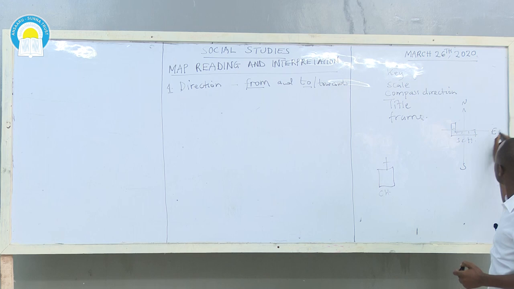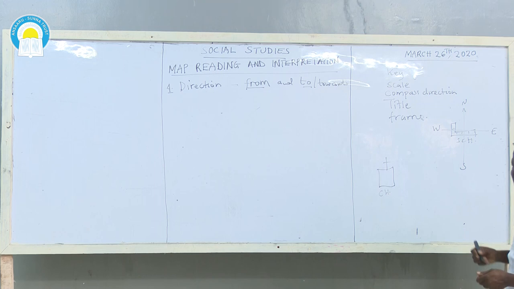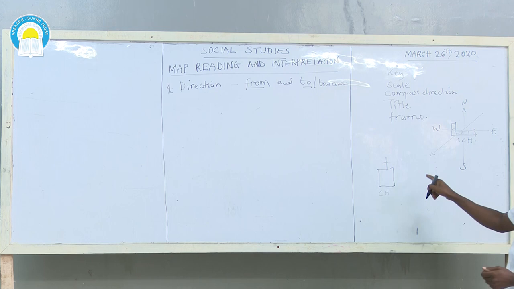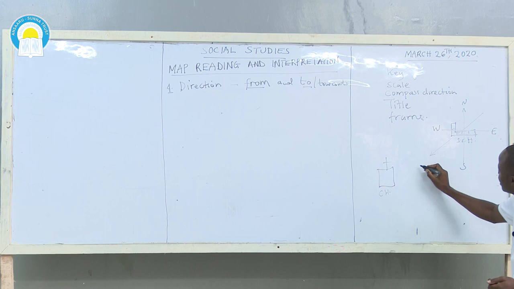So in our case, apart from the four main cardinal points, we also have other points of a compass direction. In our case, this is what we are going to have. So the direction of this church is between west and south. That is, the direction of the church from the school is southwest.